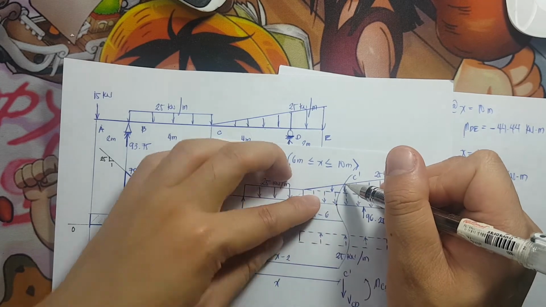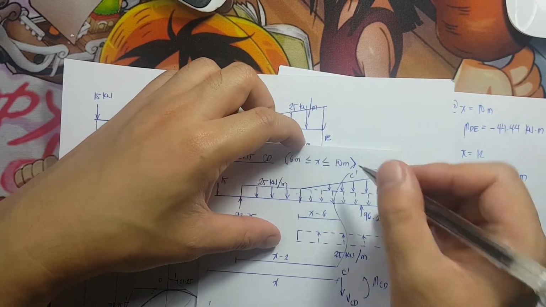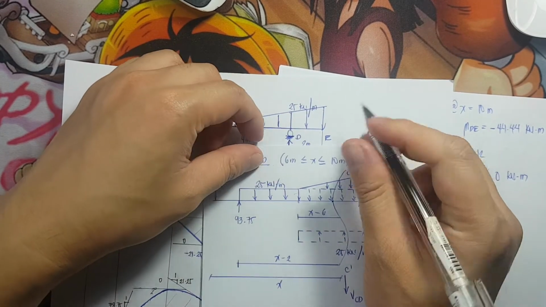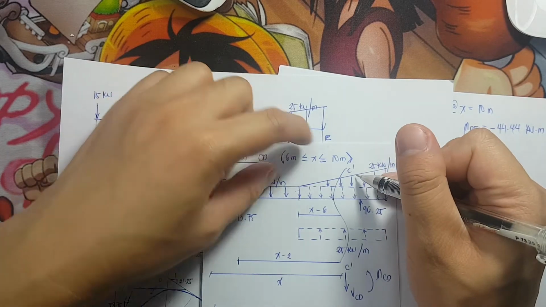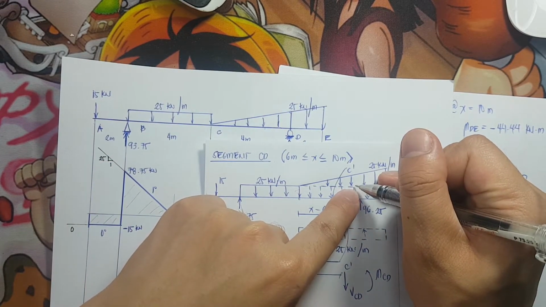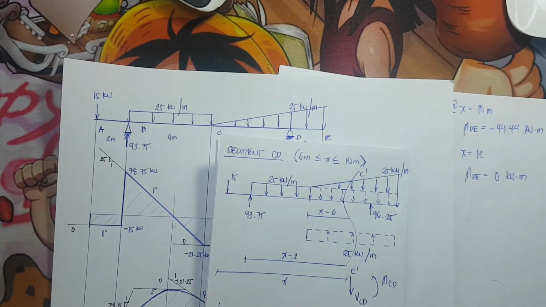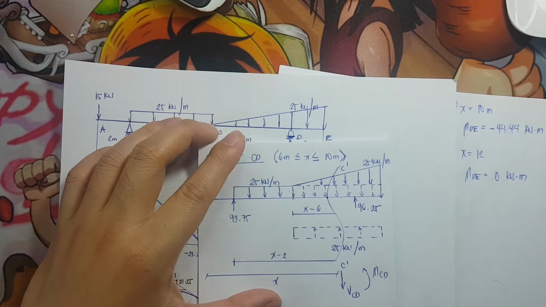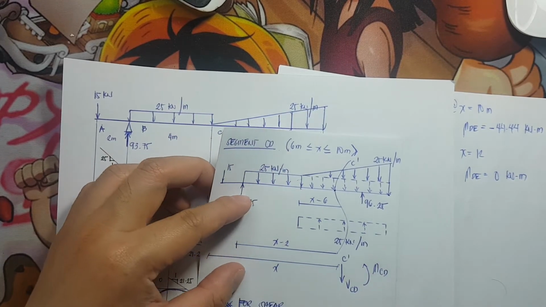Likewise with the triangular load. Take note, this is a uniformly varying load. If you cut the cutting plane here, your load here is different, and your load here is also different. That's why we are going to get the equation that will be dependent on the x value, or in terms of x.